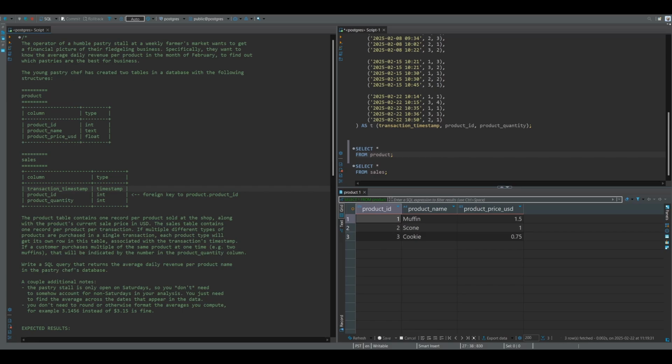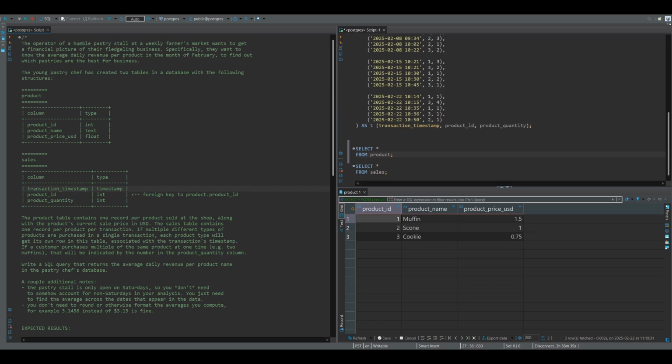Our problem today is typical of many real-world SQL problems you may encounter in that no one piece of it is particularly difficult, but parsing out what all the pieces are and arranging them into a solution requires a bit of thought. The operator of a humble pastry stall at a weekly farmer's market wants to get a financial picture of their fledgling business. Specifically, they want to know the average daily revenue per product in the month of February to find out which pastries are the best for business.